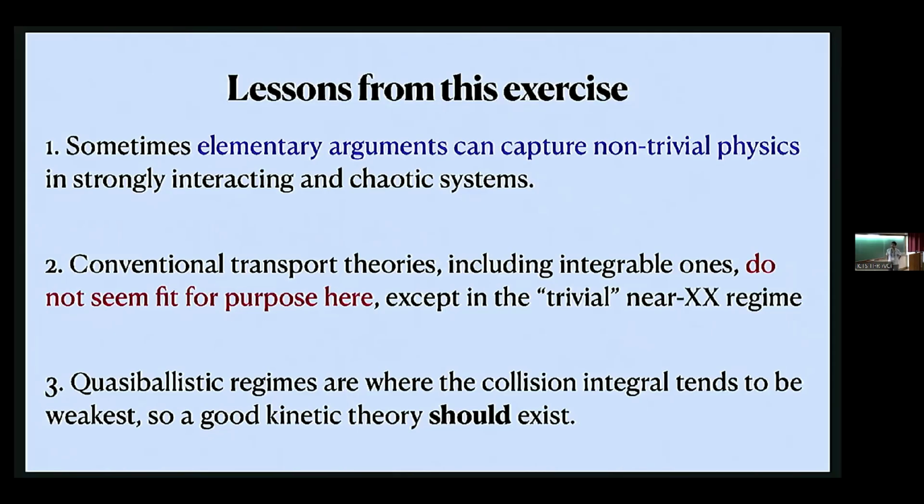So I think there are some lessons here. First, elementary arguments can sometimes capture non-trivial physics in strongly interacting systems. Conventional transport theories don't seem to work here, but it would be a very nice test bed for them because I have an intuition that quasi-ballistic regimes are where collisions are weak. So if the collision integral is weak, there should be some collisionless kinetic theory nearby, but I'm just not sure what that is in this case. And so that's what we're really pursuing for these fermion problems, is trying to find that kinetic theory.